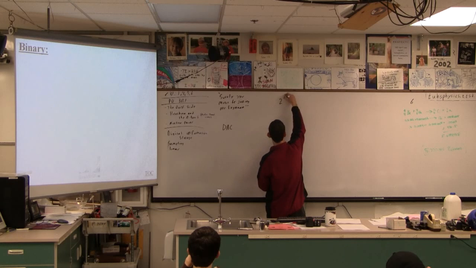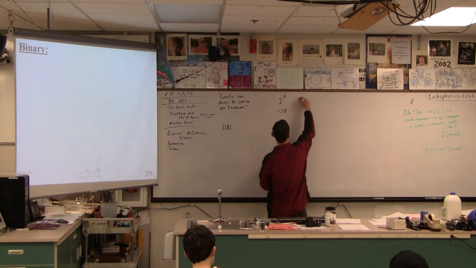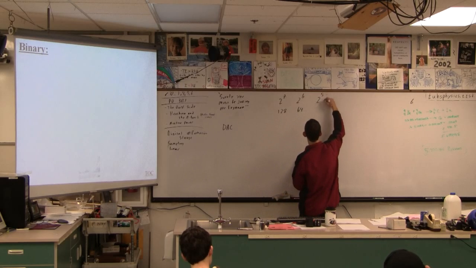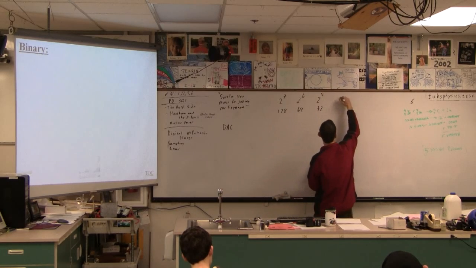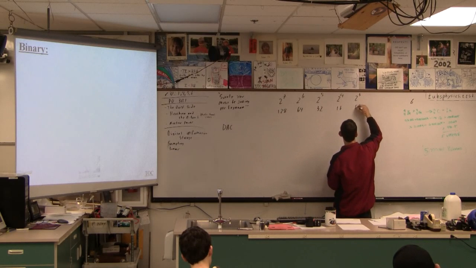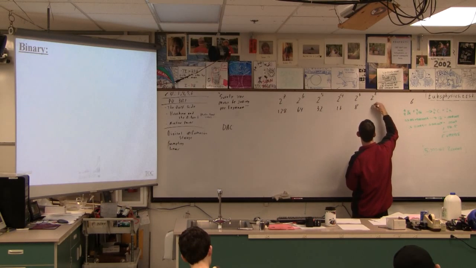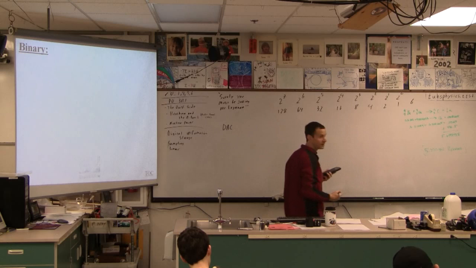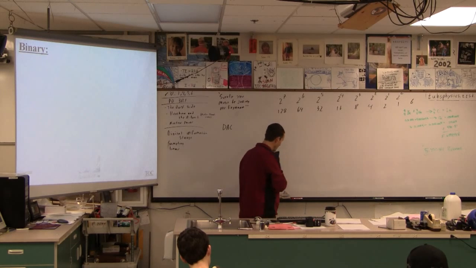Okay, 2 to the 7th is 128, isn't it? 2 to the 6th is 64, right? 2 to the 5th is 32, right? 2 to the 4th is 16, isn't it? 2 to the 3rd is 8, right? 2 to the 2nd is 4. 2 to the 1 is 2. 2 to the 0 is 1. Yeah, there we go.